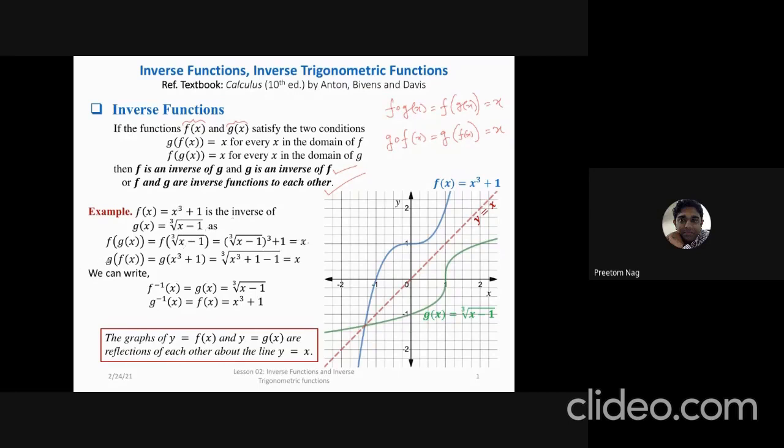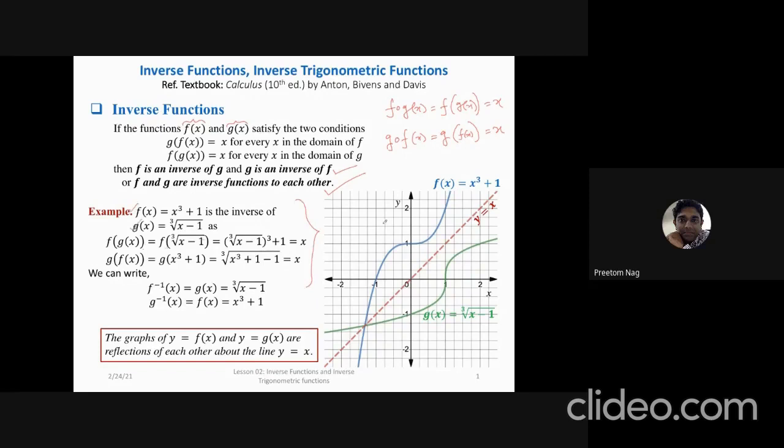Similarly, if you consider g of f(x), a composition between g and f, then you will also get x here. Calculations are shown here. So therefore we can conclude that since g of f(x) and f of g(x) are x, g(x) is the inverse function of f(x). I mean the cubic root of x minus 1 is the inverse function of x cubed plus 1, or x cubed plus 1 is the inverse function of the cubic root of x minus 1. Okay, and this is the mathematical verification of whether these two functions are inverse to each other or not.